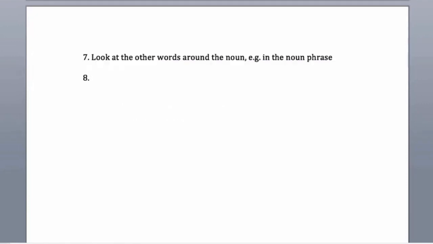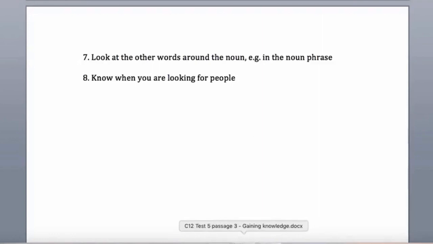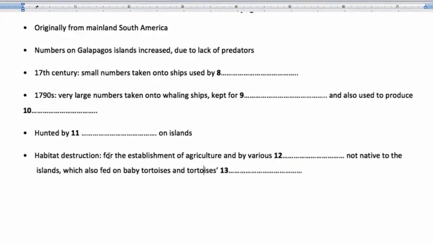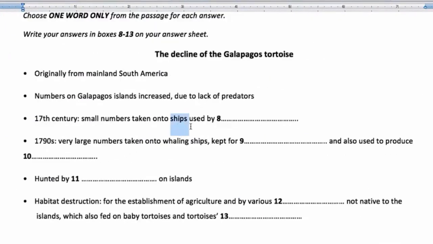Right, next rule, not so much a rule, again, just looking at the meaning and trying to guess what type of word you're looking for. This is not grammar. Not when you're looking for people. It just helps you a little bit to narrow things down. For example, let's go back to tortoise. The ships were used by. Now, only people use ships. Animals don't use ships. You can put an animal on a ship, but the animal doesn't use the ship. So this must be people.